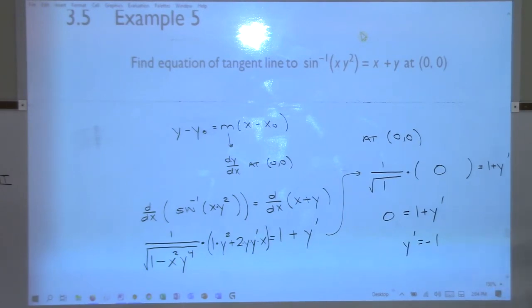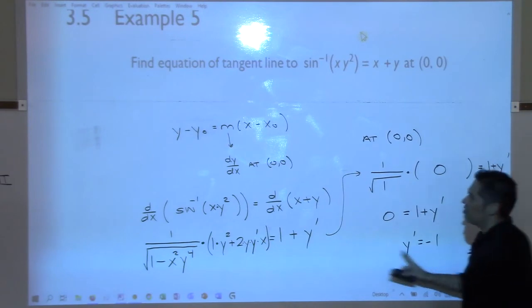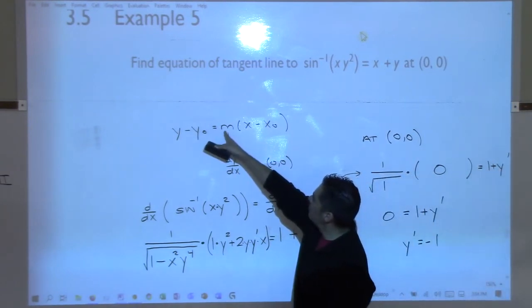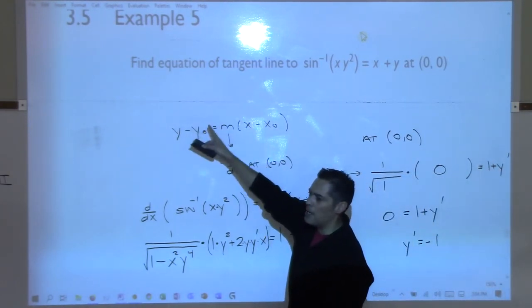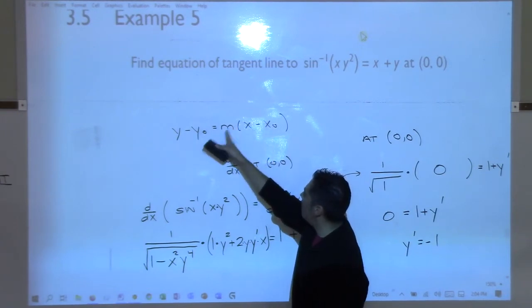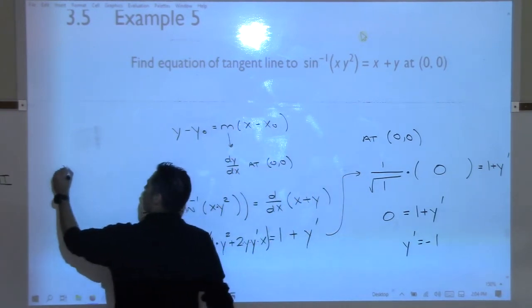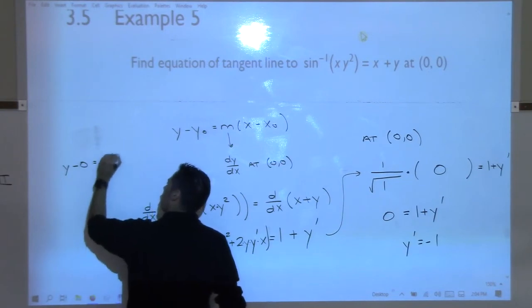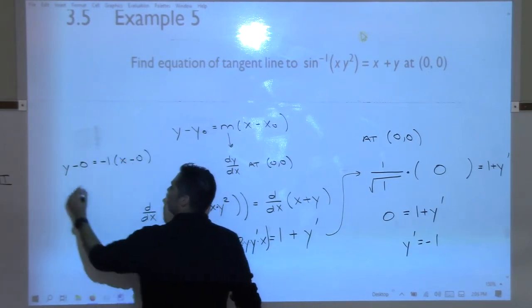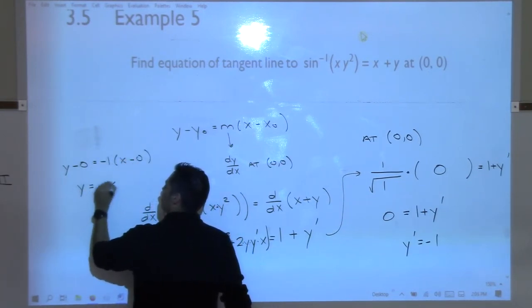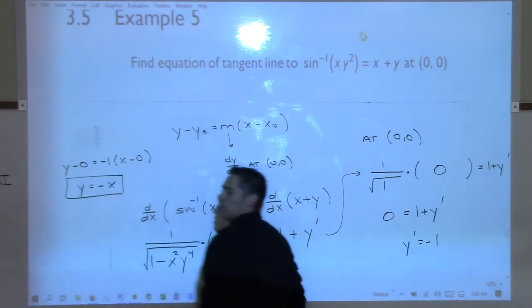Are we done? We're not done. This was just our slope, right? So now I'm just going to come back to this and plug in 0 here, and negative 1 there, and I'll be done. So y minus 0 equals negative 1 times x minus 0, like that. Clean it up, y equals negative x. There it is. Y equals negative x.